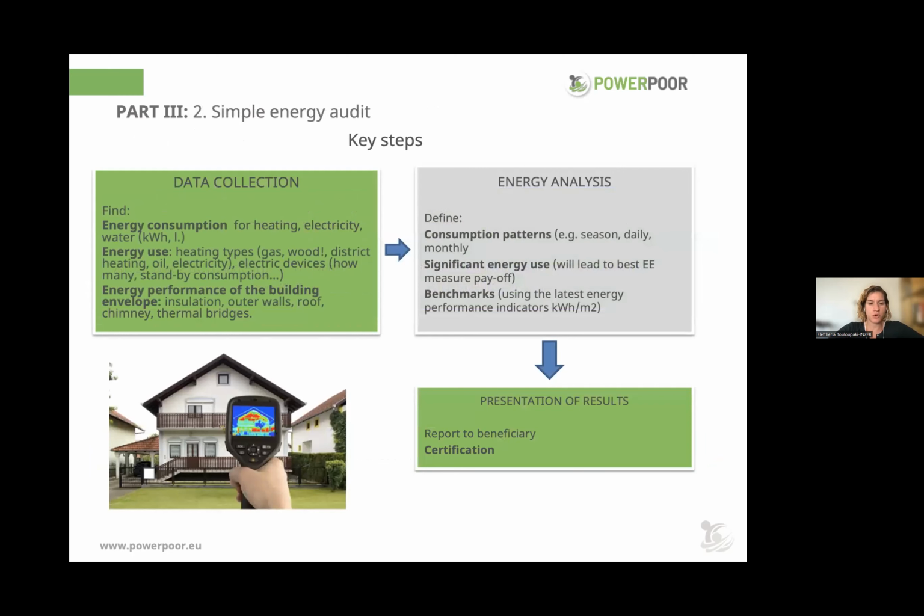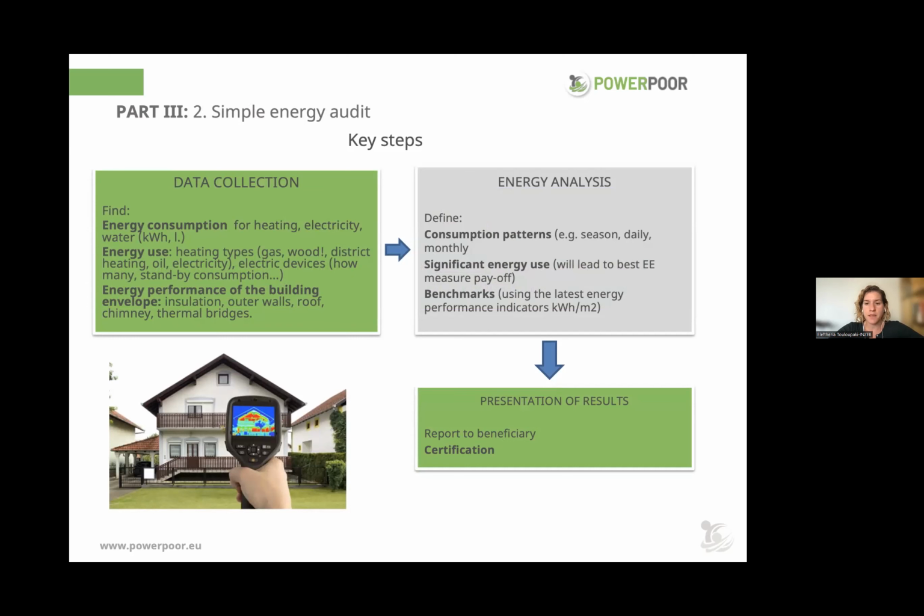The first step is to collect this data by examining the relevant information about the energy consumption, by asking about the energy use of the house, the heating types, the fuel used for heating, for cooling, and for the devices, for the appliances, and of course to understand the general situation about the energy performance of the building envelope. If it is insulated, if there is a roof that is uninsulated, what about the chimney, the thermal bridges, if they are there.